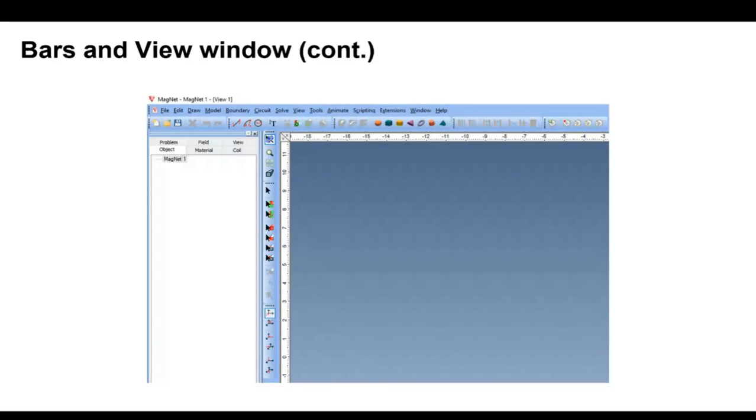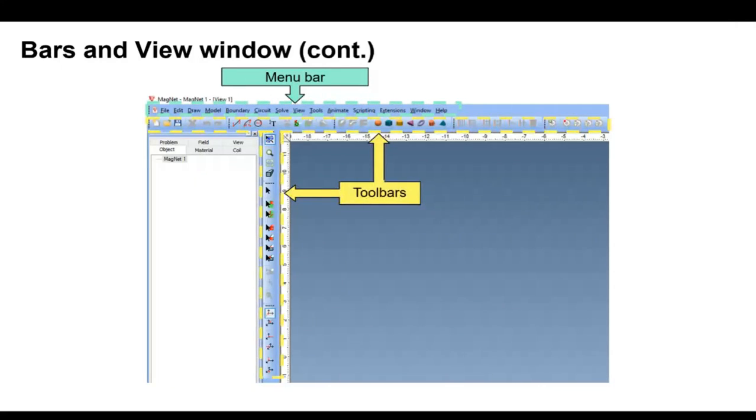And of course, at the very top of the application window is the title bar, which says the name of the software, the name of the document, Magnet 1, and the name of the view, View 1, that's open in the view window. And then below that, you'll have the menu bar, and then you'll have a set of horizontal and vertical toolbars.